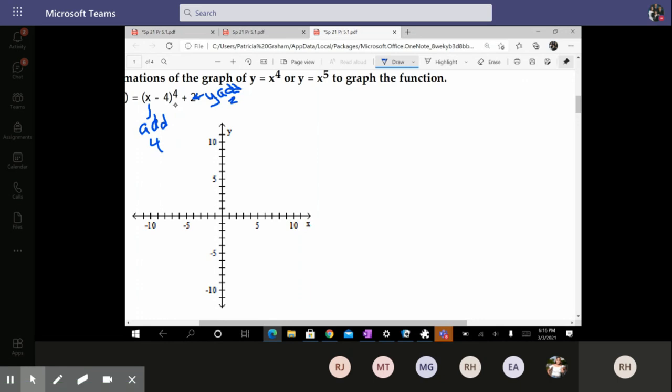We said if it's even, I'm going to hit the points negative 1, 1, 0, 0, and 1, 1, right? That's what my parabola y equals x squared looks like. But I have to shift it. So for x, I've got to add 4 every time. And for y, I've got to add 2.